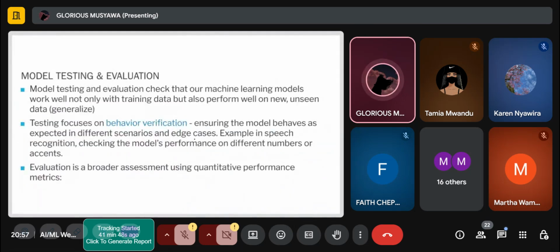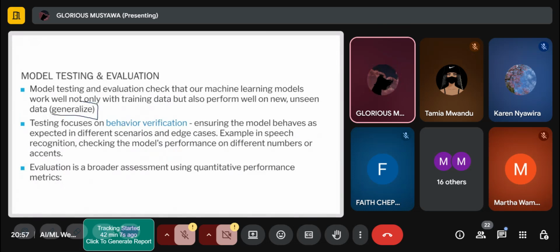This is more of an expansion on model testing and evaluation, but it's just a repeat of what we've been saying. We don't just want our model to be good when we are training it, and then when we deploy to the real world, it's not working because it's not able to generalize.